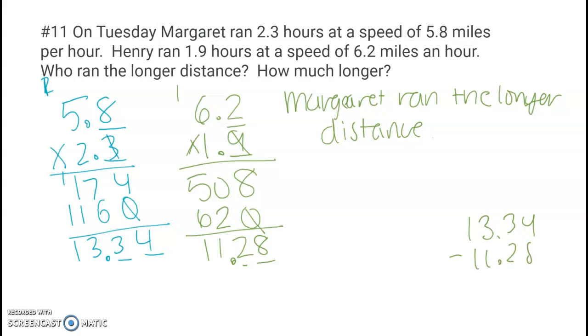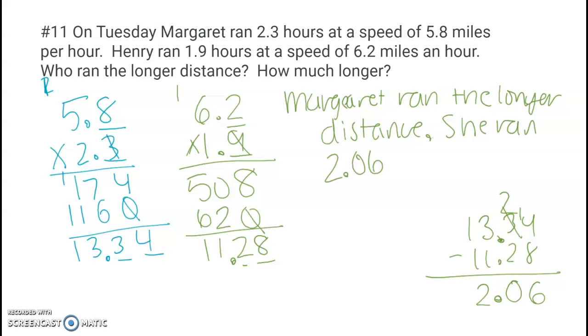minus 11.28, making sure that I'm lining up those decimals when I'm subtracting. 4 minus 8 I can't do, so I'm going to borrow. 14 minus 8 is 6, 2 minus 2 is 0, 3 minus 1 is 2, and 1 minus 1 is 0. So she ran 2.06 miles longer.